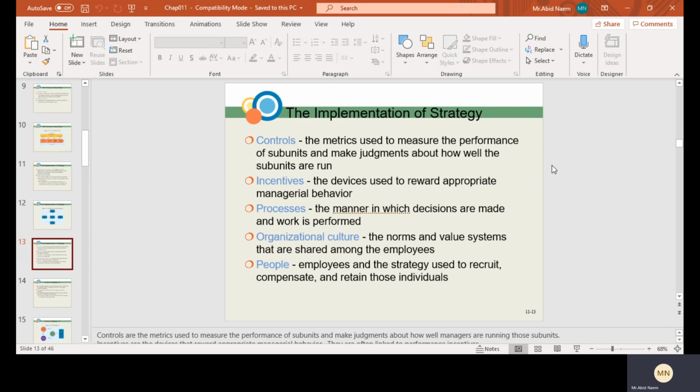Processes: the manner in which decisions are made and work is performed within that organization. And then, second last, we have to develop organizational culture, that is the combination of norms and value systems that are shared among the employees of a department, organization or subunit. And most importantly the people, because they are the driving mechanism of any organization. Employees: the strategy used to recruit, compensate and train those individuals who are part of your workforce.